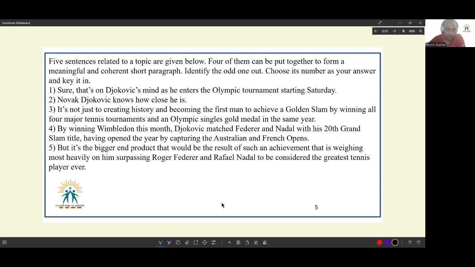Sure, that's on Djokovic's mind as he enters the Olympic tournament starting Saturday. Novak Djokovic knows how close he is, not just to creating history and becoming the first man to achieve a golden slam by winning all 4 major tournaments and an Olympic singles gold in the same year, but it's the bigger end product that would be the result of such an achievement.